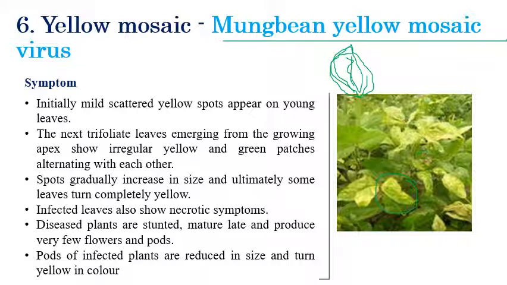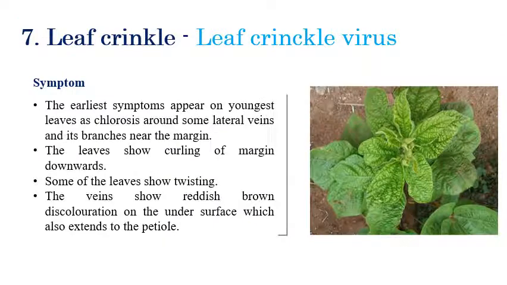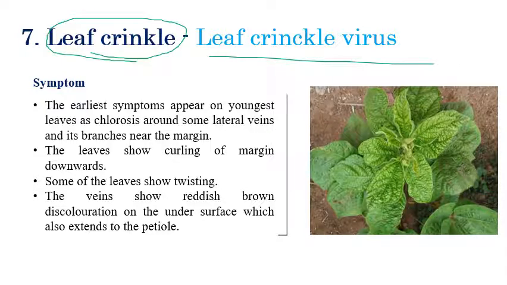Pods are also infected, and the size of the pods can be reduced, and the pods sometimes can be yellow in color due to the infection of this disease. Coming to the next one, leaf crinkle, which is caused by leaf crinkle virus. The name itself indicates crinkling of leaves. You can see here, leaves are crinkled. I mean, taking inside or shrinking like symptoms we can see.